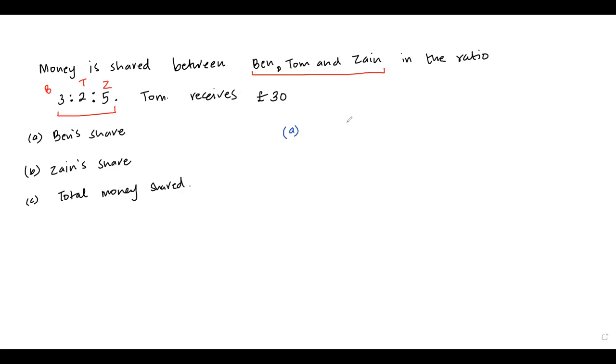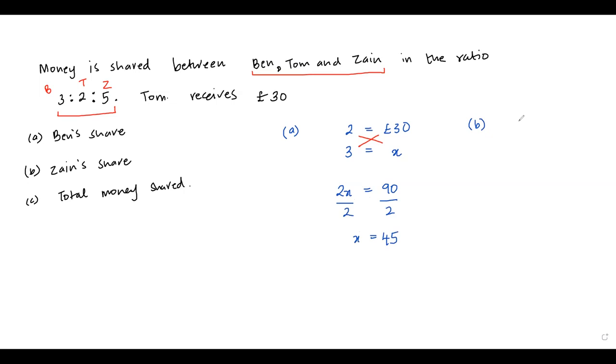Guys, they tell you Tom receives 30. What is the ratio that belongs to Tom? Number 2. So you would say if 2 is equal to £30, I'm asking for Ben's share. What is Ben's ratio? 3. 3 is equal to X. What do we do after this? Cross multiplication. Elisa, what do I write in the next line? What is 2 into X? What is 3 into 30? 90. To find X, we have to divide both sides by 2. Algebra. Therefore, X equals 45. You guys already came up with this answer, right? But this is the method of finding it. Can you copy this down, please? This is your A part's answer.